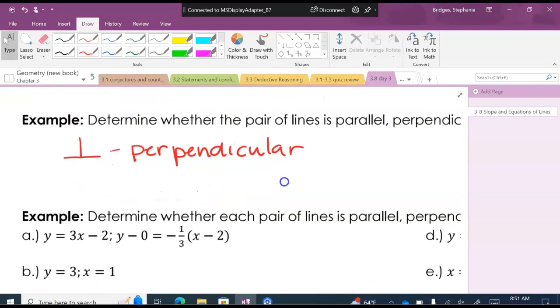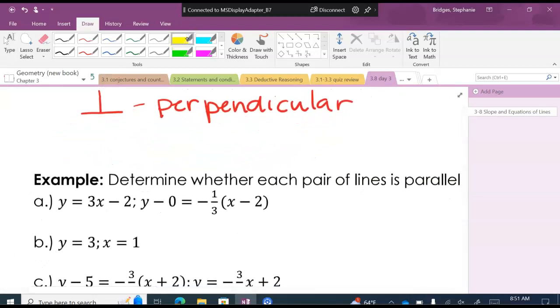So look at your first equation. Y equals 3x minus 2. What is my slope for that one? 3. And then the other equation, y minus 0 equals negative 1/3 times x minus 2. What's the slope there? Okay. In order for them to be parallel, they have to be exactly the same. Are they exactly the same? No. In order for them to be perpendicular, they have to be opposite signs and reciprocals of each other. Are these opposite and reciprocal? Yes. They are. I've got a positive 3 and a negative 1/3. So they are opposites and reciprocal. So these two lines would be perpendicular. I'm just going to use my symbol so I don't have to write it over and over again.